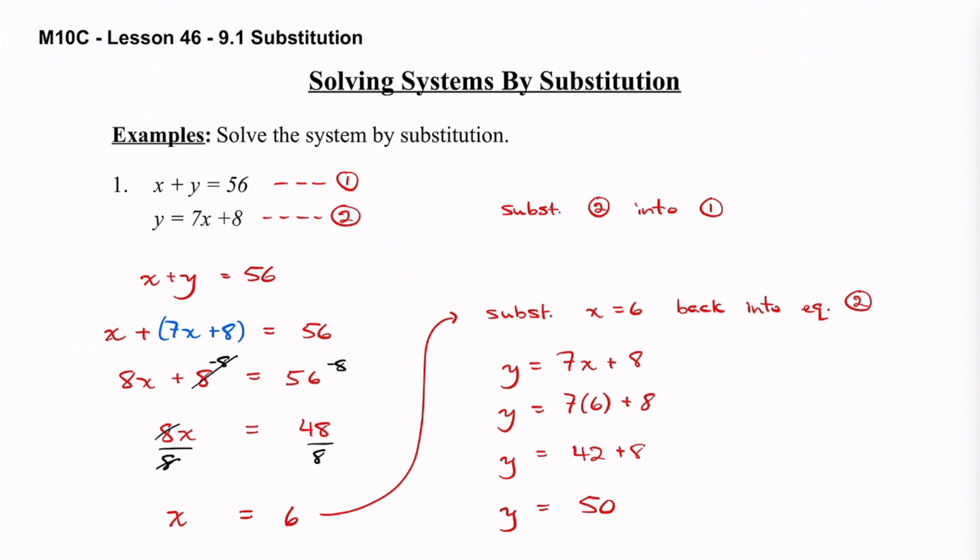So now I know that y is 50 and x is 6. I can write it as a point. It goes x first and then y, so it's going to be (6, 50), and that's our answer. And just to remind you again, it goes x first and then y.